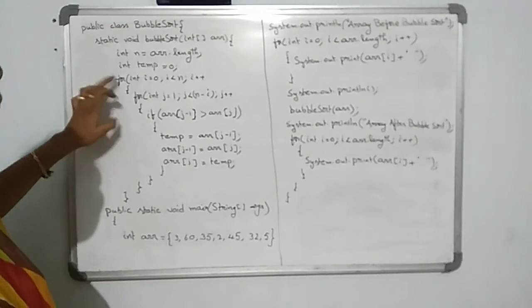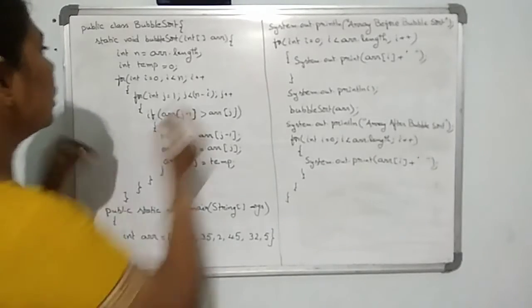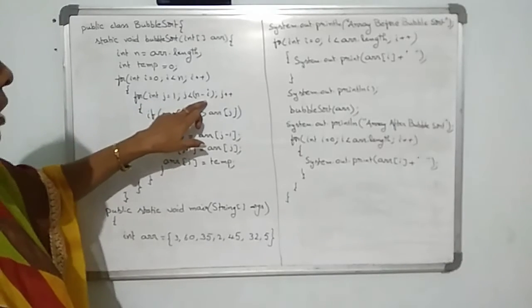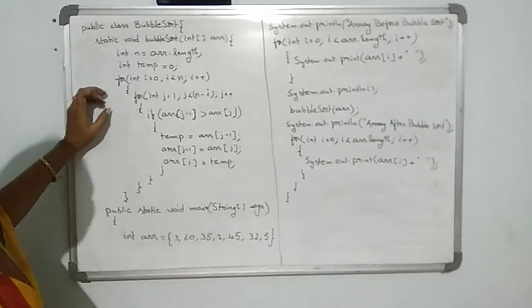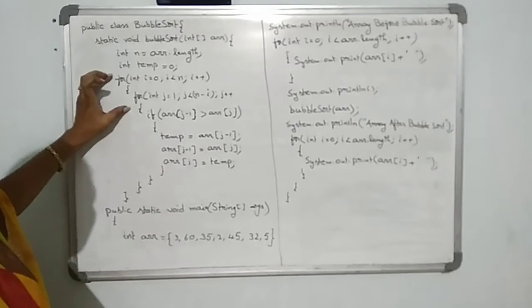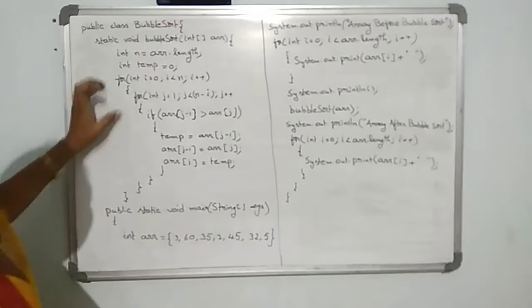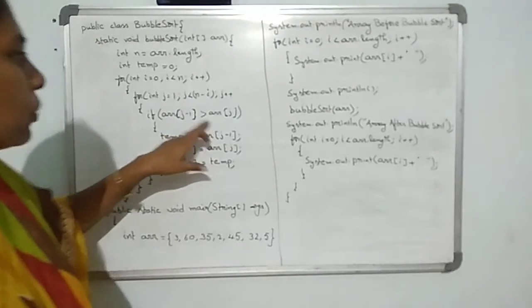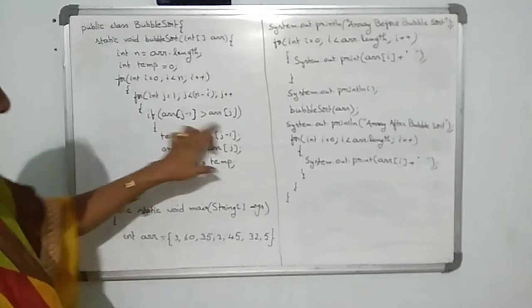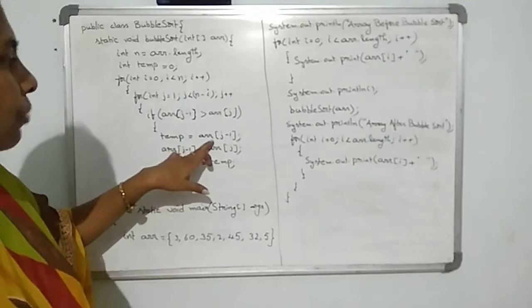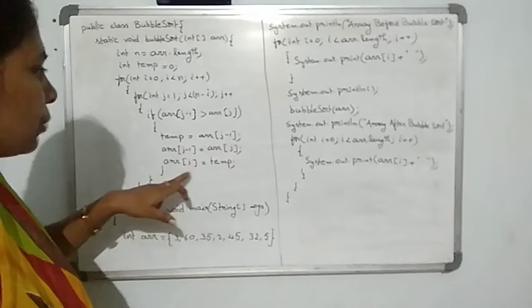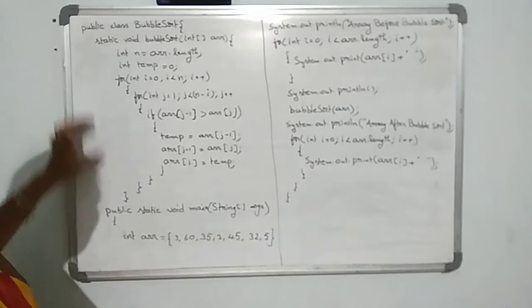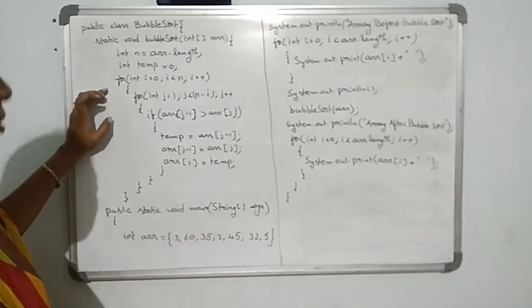In that I am taking int i equal to 0, i less than n, i plus plus. For int j equal to 1, j less than n minus i, j plus plus. That means we take 2 loops, one for passing all the elements. If array of j minus 1 is greater than array of j, and if it is true, then you can swap the 2 elements. The swapping is temp equal to array of j minus 1, array of j minus 1 equal to array of j, array of j equal to temp. So these 3 steps are used for swapping of the elements. This process must be repeated until all the elements are sorted.